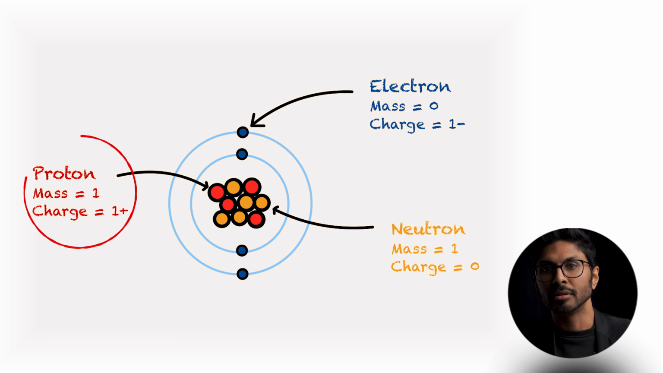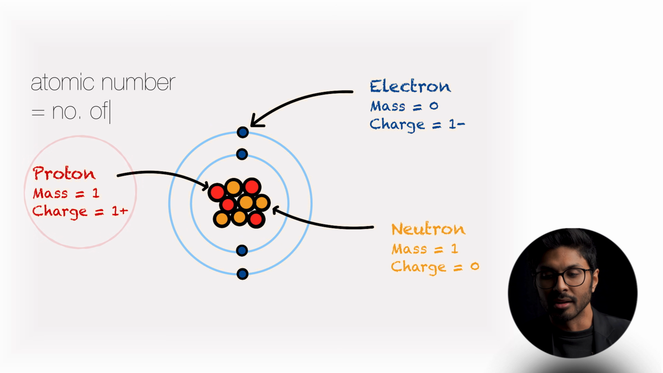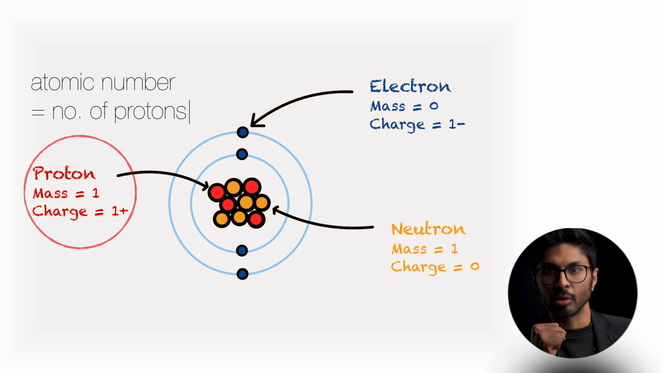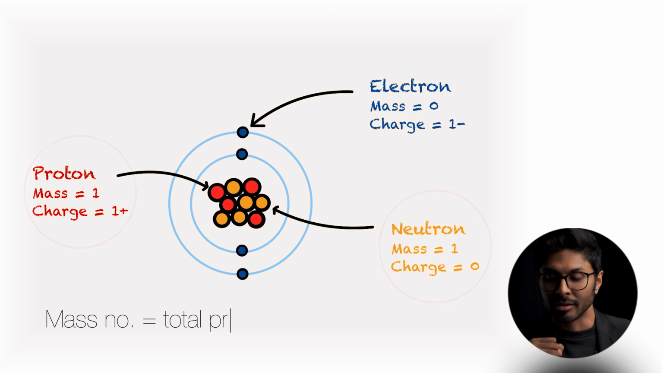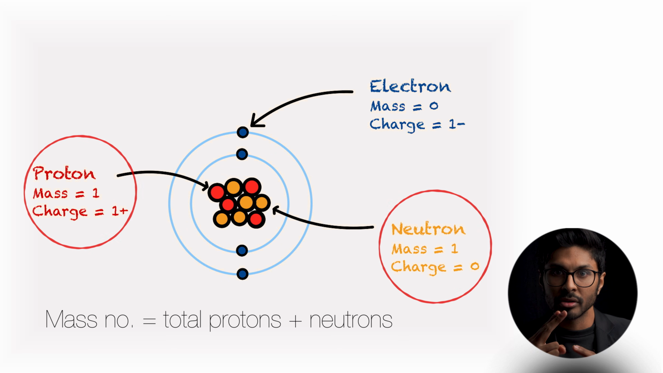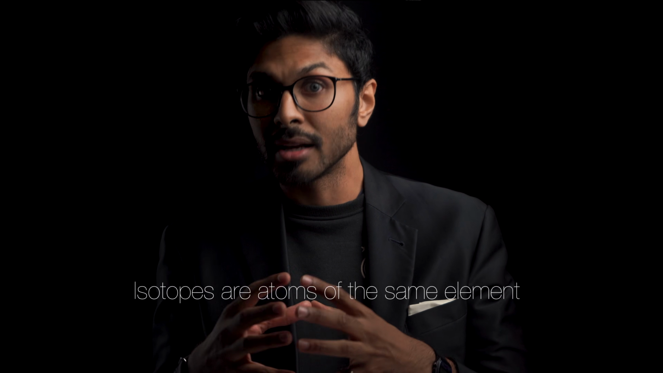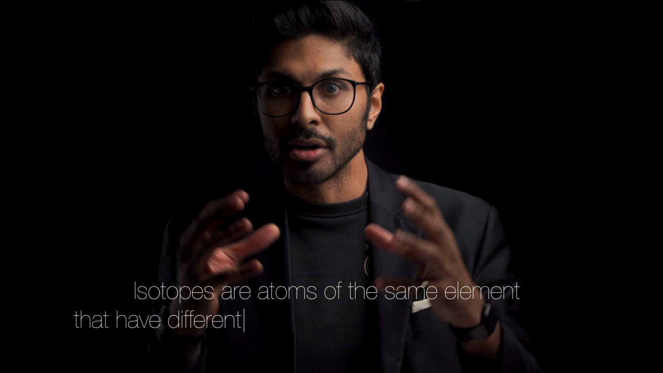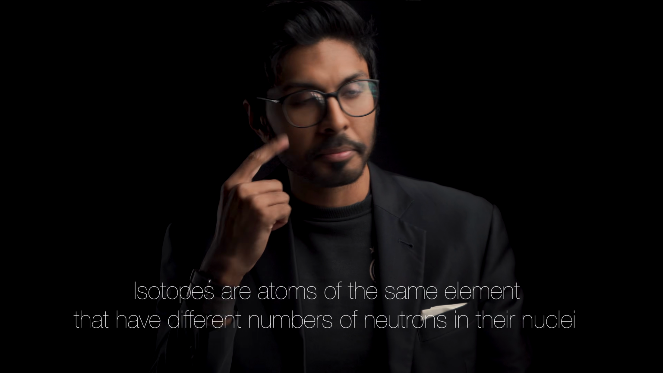The atomic number of an element will tell us how many protons are in the nucleus, and the mass number is the combined number of protons and neutrons together. So let's talk about isotopes. Isotopes are atoms of the same element that have different numbers of neutrons in their nuclei.